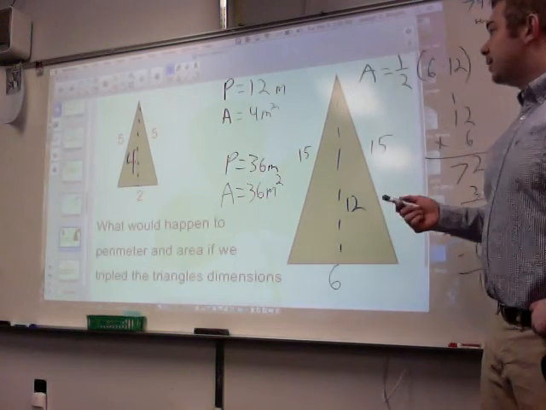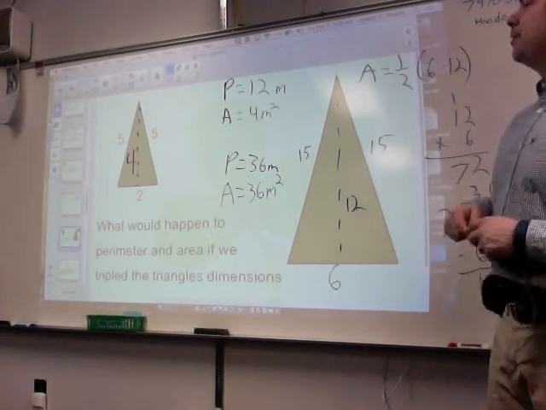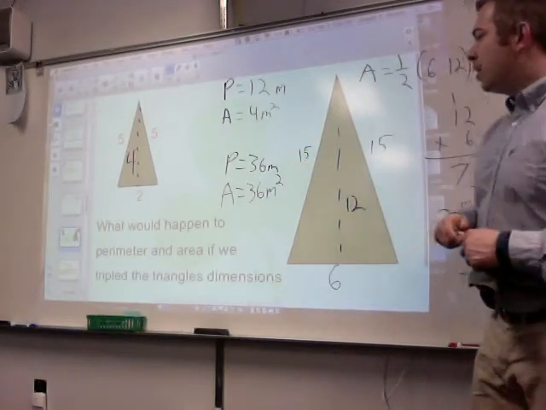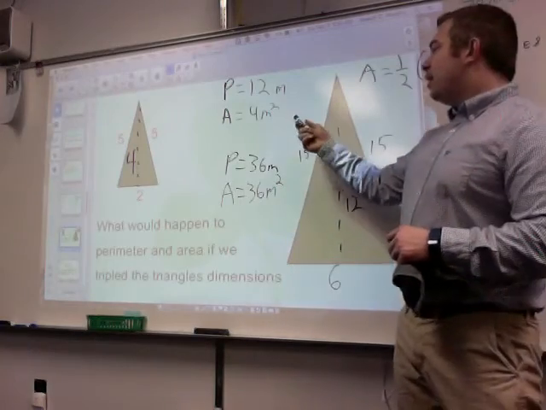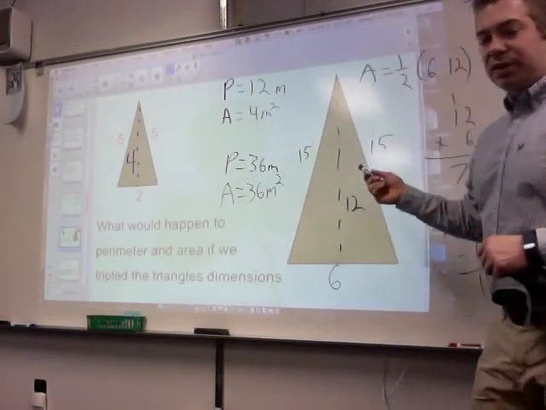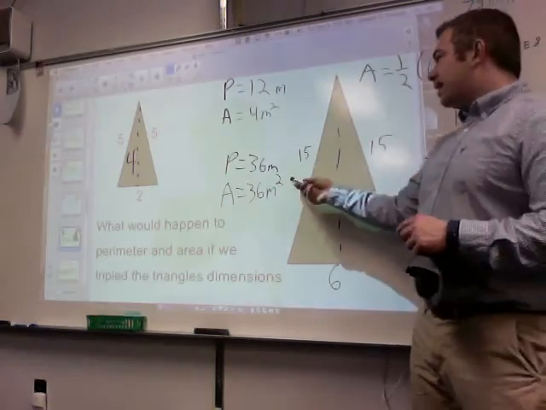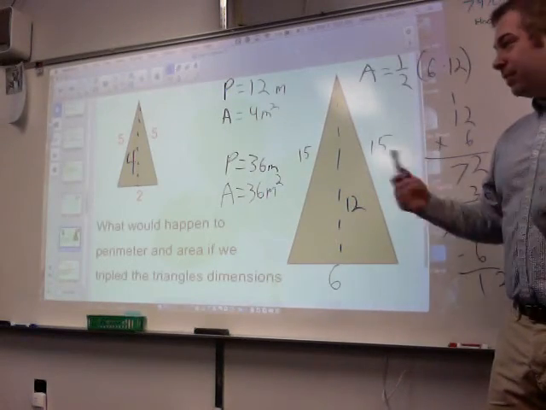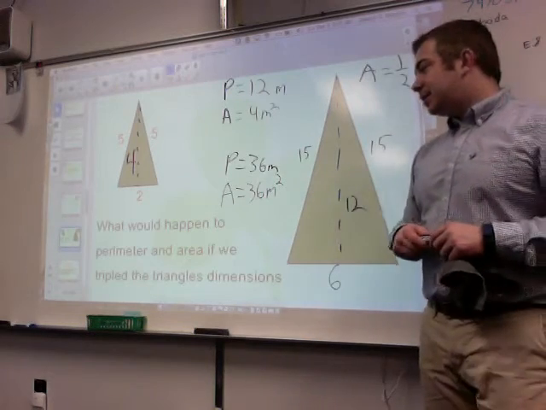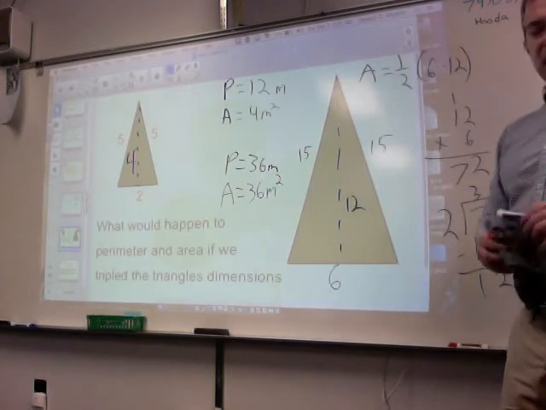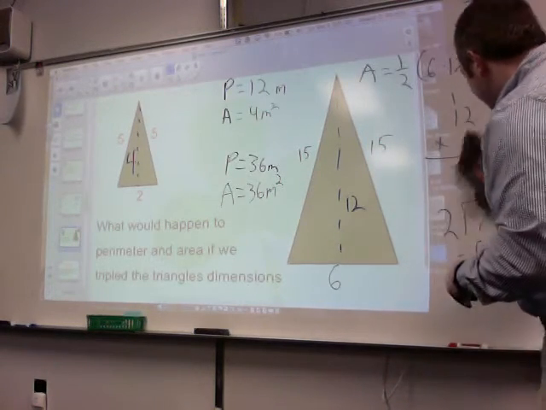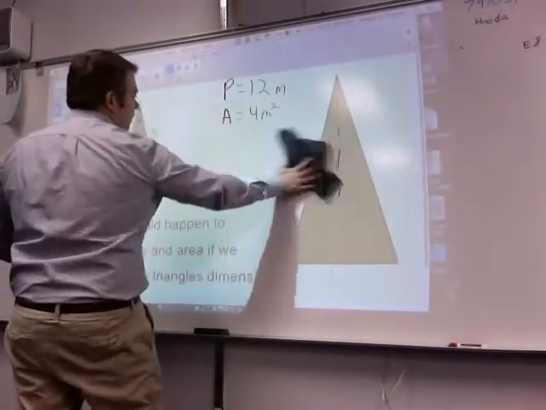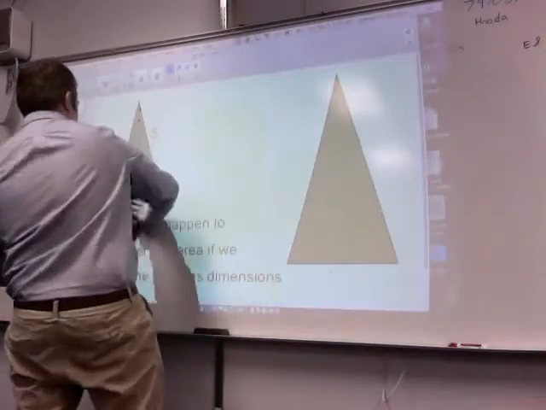Who knows? So it's interesting, when we tripled these dimensions, our perimeter actually came out triple. But when we did the area, we tripled the same dimensions, and the area did not triple. It actually was, well, it's 4 times 9, really. So it got multiplied by 9 to get to 36. So some interesting things here. You have a couple of questions to do for me, and we'll get to that after I erase all this.